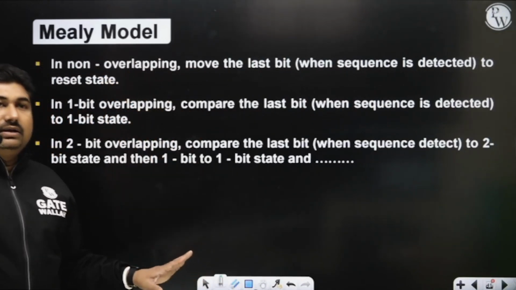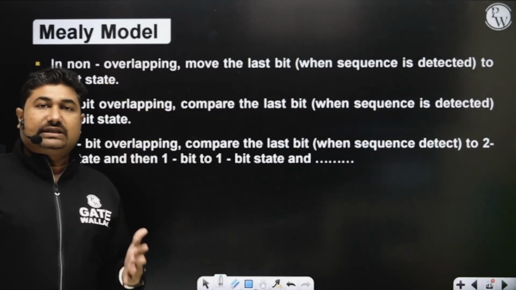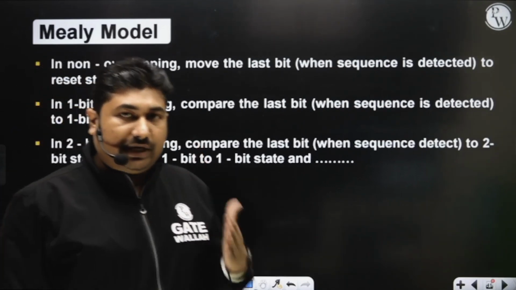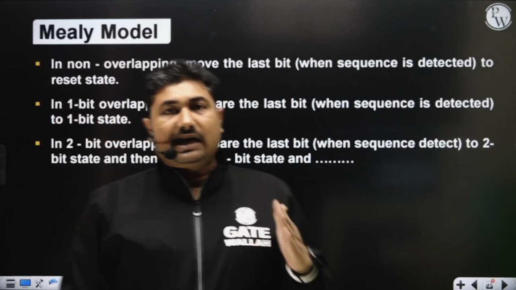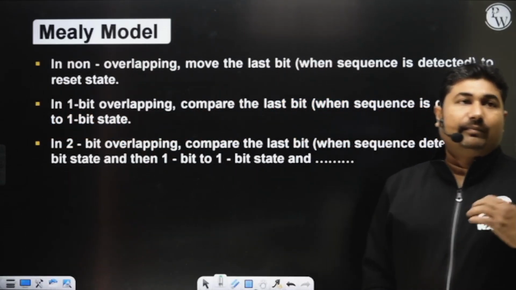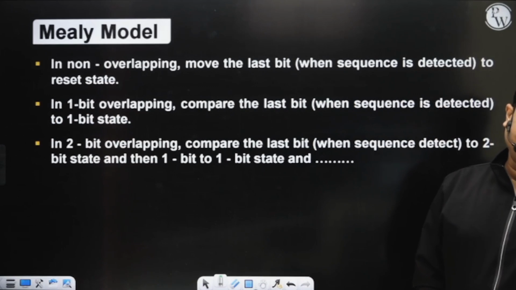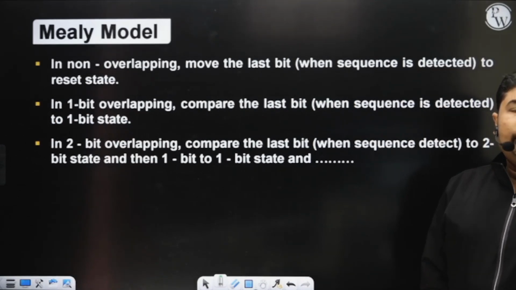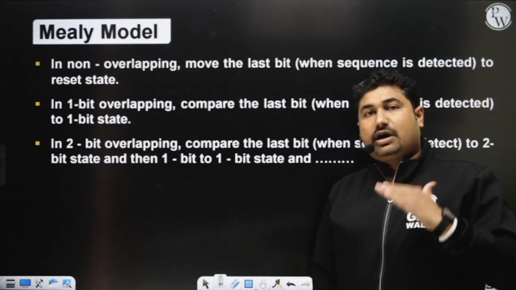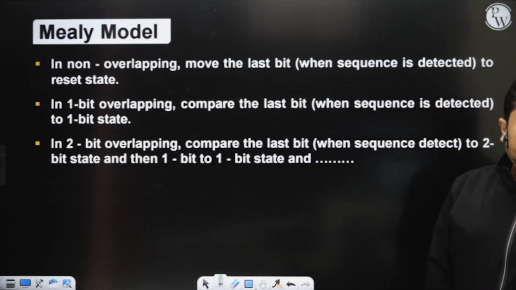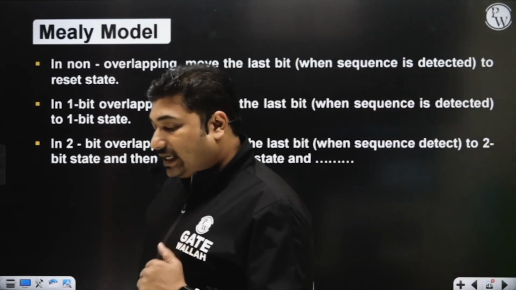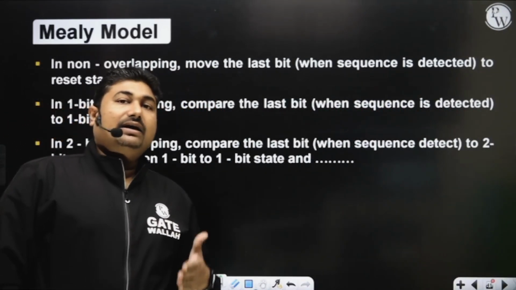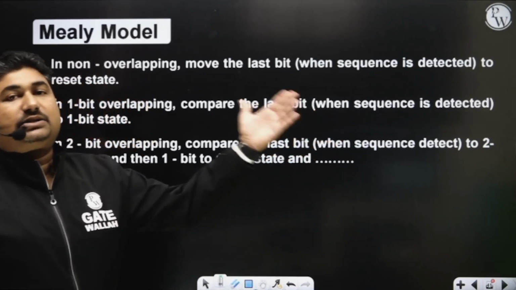Please just write down. Whenever we have to design a sequence detector by using the Mealy model, we are going to follow some steps. Step number 1: in case of non-overlapping, move the last bit to the reset state. In case of 1-bit overlapping, compare the last bit with a 1-bit state when the sequence is detected. In case of 2-bit overlapping, compare the last bit with a 2-bit state, and then 1 bit with a 1-bit state, and so on.